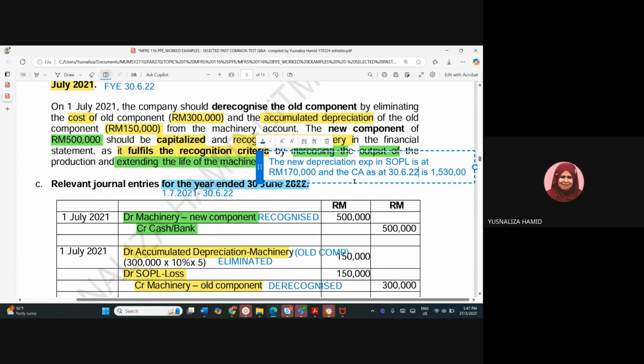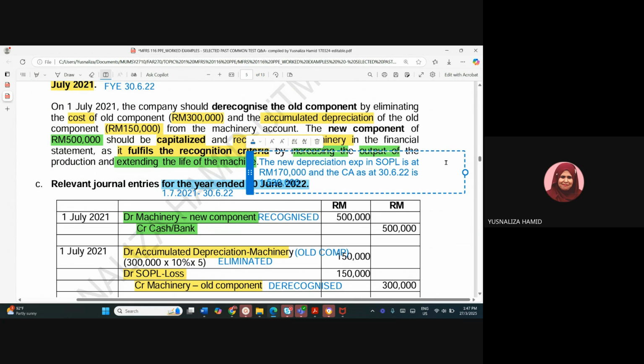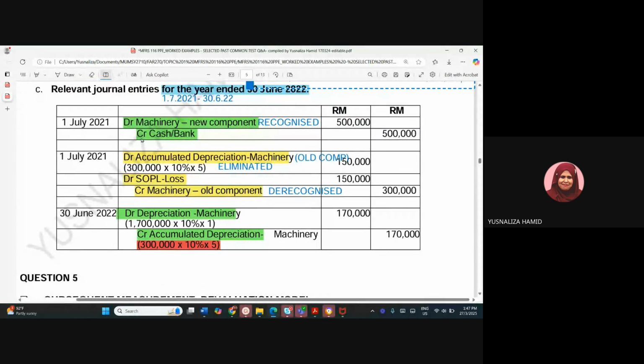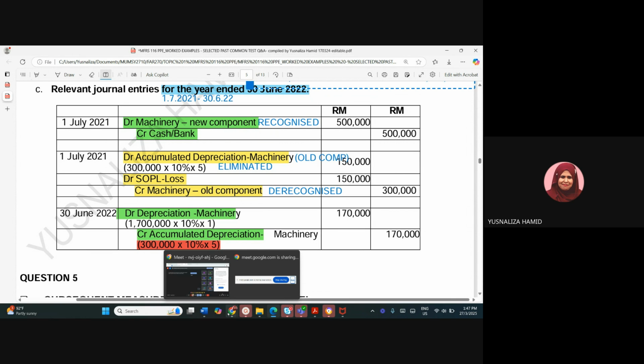Okay, that's the accounting treatment for the replacement of component. And these are the journal entries. You can check the journal entries yourself. It's exactly the same as what we have done earlier. Record the component being purchased, eliminate the old component, and record the depreciation of machinery with the new calculation. Okay, that's it, class, for today.